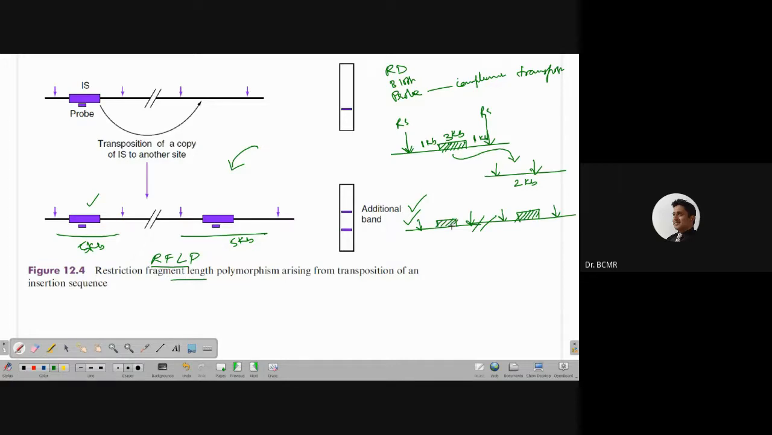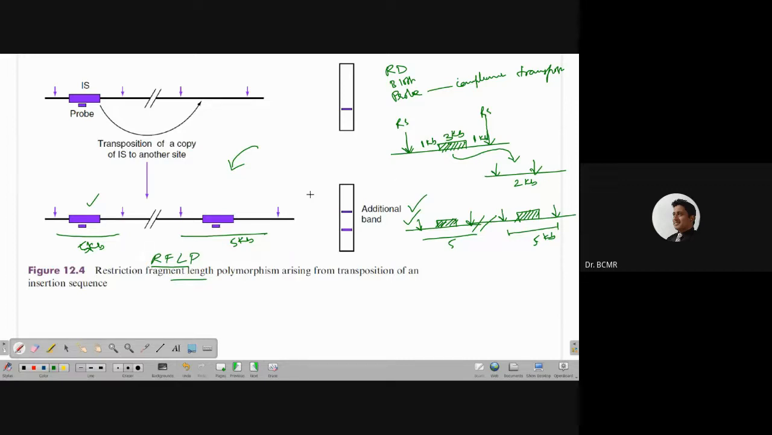Right? You have 2 copies of transposons. The size of it is 5 kb. From here to here is also 5 kb. How many bands would you expect after Southern blotting? Only one, sir. Yes, one. It will be only one, right? So we have to think about that as well.